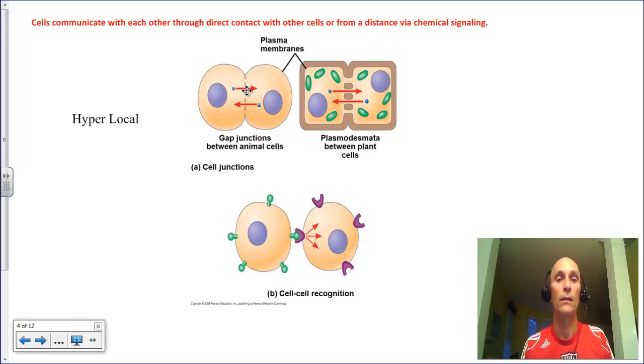And then in the animal cells, you may see what are called gap junctions. So cheek cells sitting right next to each other, they may share resources or communicate with each other through direct methods. Another way we can do it is what's called cell-cell recognition.